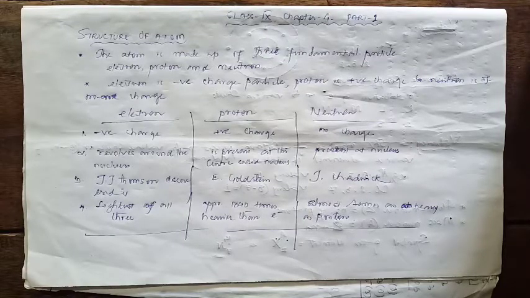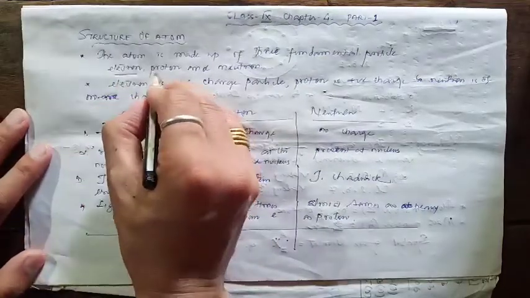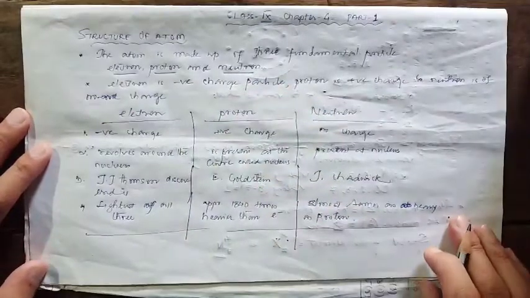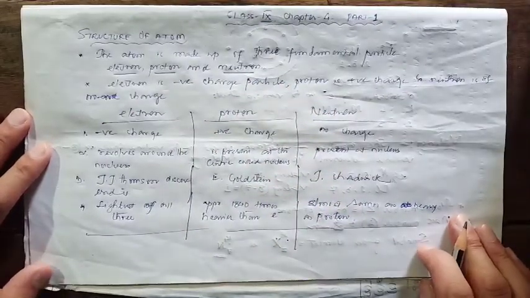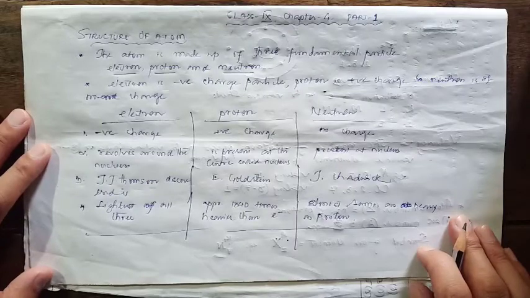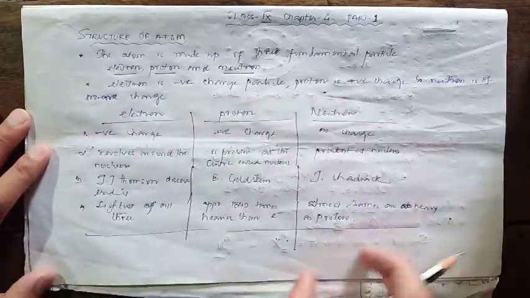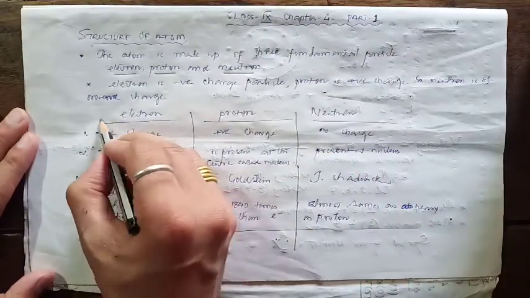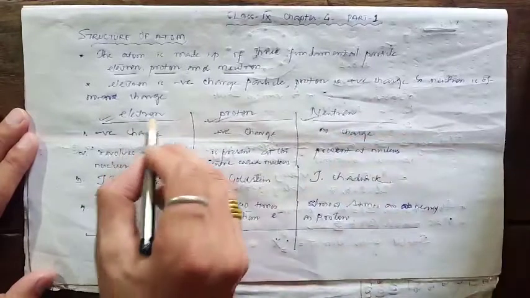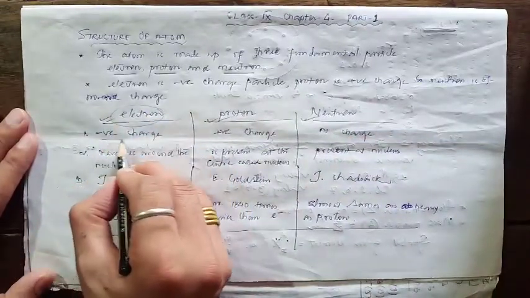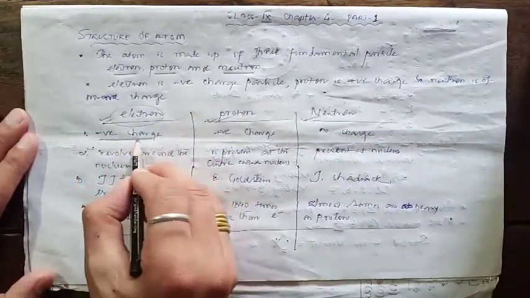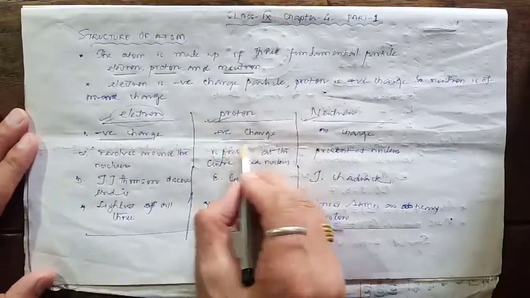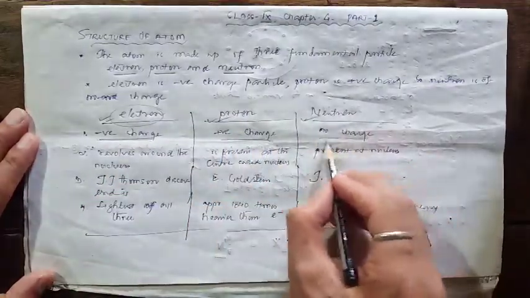Student, atoms are made up of three fundamental particles: electrons, protons, and neutrons. These are the three fundamental particles that are present inside the atom. Student, here is a table to understand these fundamental particles: the electron, protons, and neutrons. Now, student, electron is a particle which carries the negative charge. So, electron is a negatively charged particle. Proton is a positively charged particle. Neutron has no charge. Neutron doesn't carry any charge.